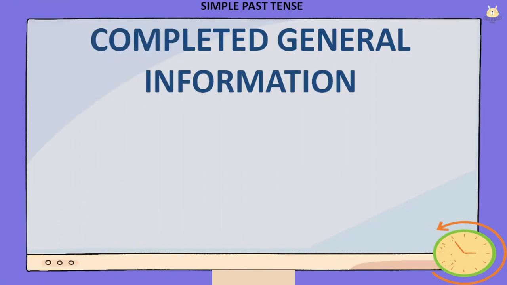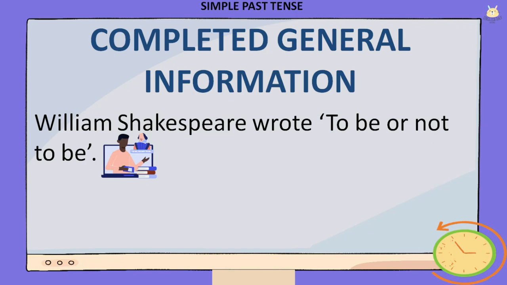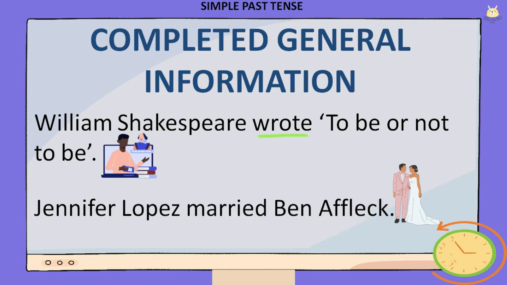Now let's move on to its next use, completed general information. Let's have some examples. William Shakespeare wrote "To be or not to be." This is a quotation that came from the book he wrote, Hamlet. Next, we have Jennifer Lopez married Ben Affleck. It doesn't really matter when this happened, but it's already done. It's an action that happened before. And our past form here is married.